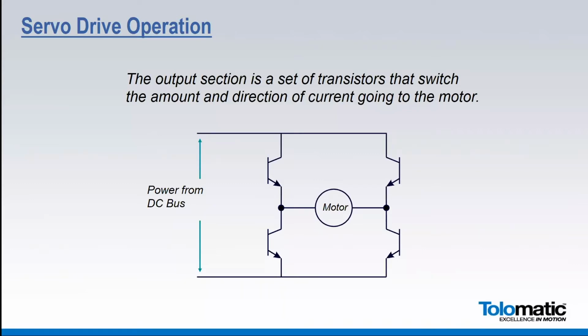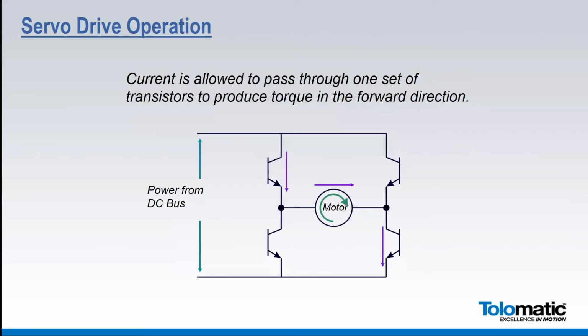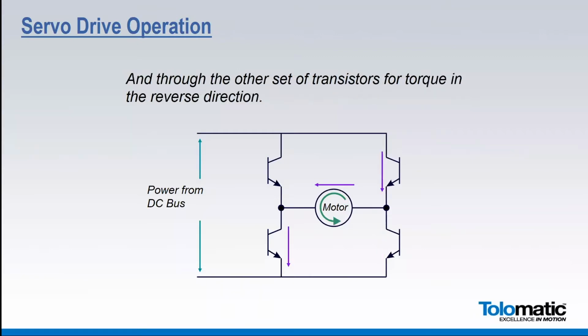The power from that DC bus is allowed to go through the motor in one particular direction when you turn on the upper left-hand transistor and the lower right-hand transistor. Current goes through the motor in one direction. When you want to rotate the motor in the other direction, you just turn on the other set of transistors. That's all a DC drive really does. There's other electronics that go around it, but that's the essence of it.